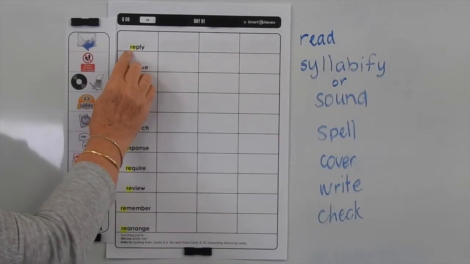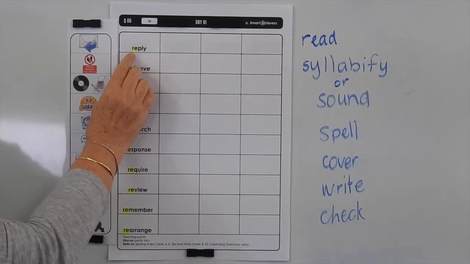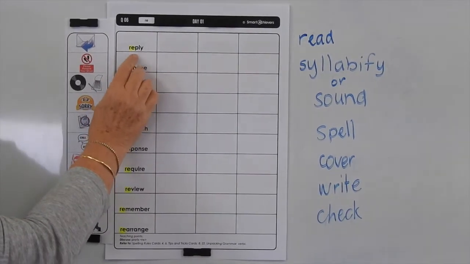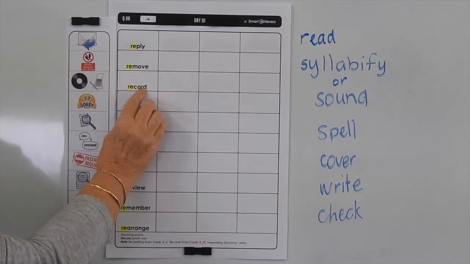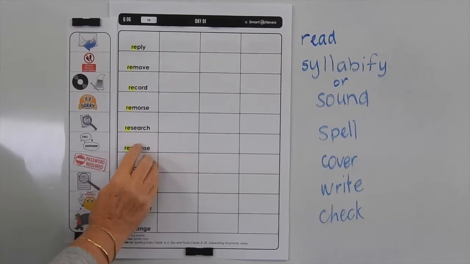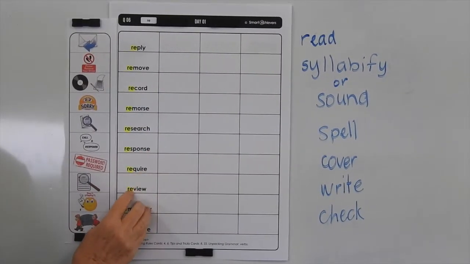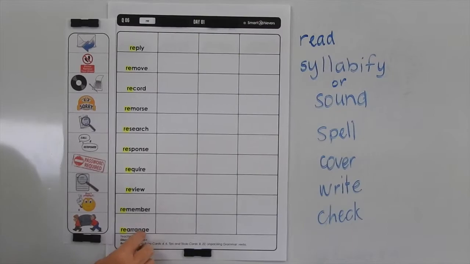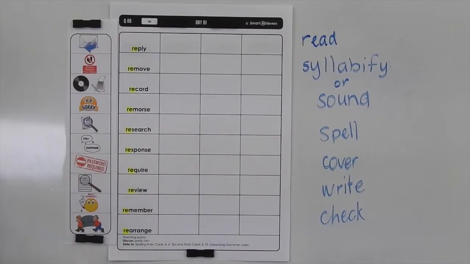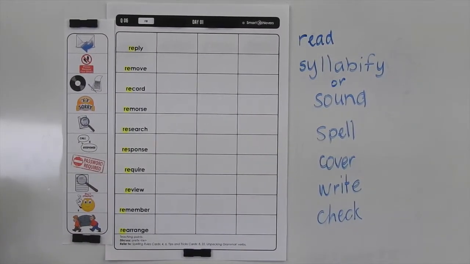Okay, today we're looking at adding re to these root words. So re means to do again. So we've got reply, remove, record, remorse, research, response, require, review, remember and rearrange. So it's all about words with this re prefix on them.